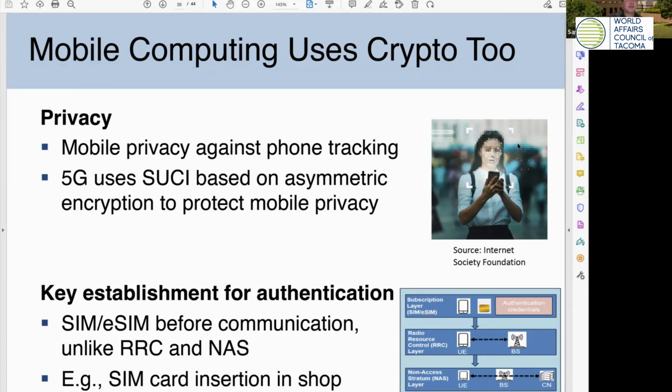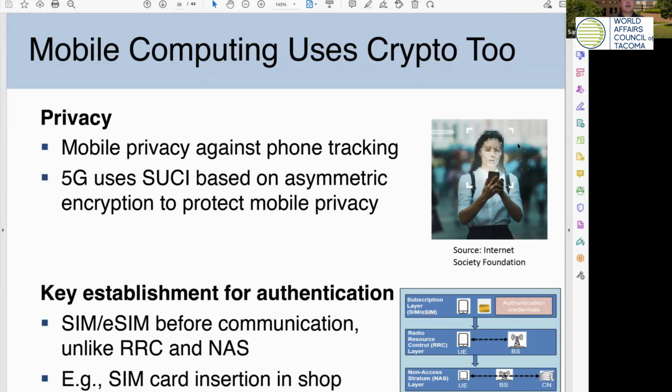functions. When we focus on those asymmetric functions, we do have 5G using such asymmetric or public key cryptography for the protection of the mobile IDs, so the mobile user ID. And I don't want anybody to track the whereabouts and which website I'm accessing using my phone. So it makes sense, the mobile privacy against phone tracking.